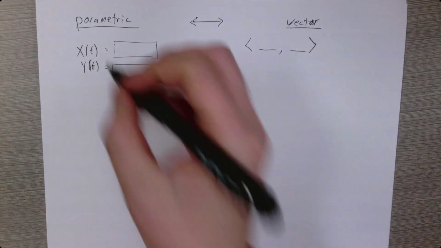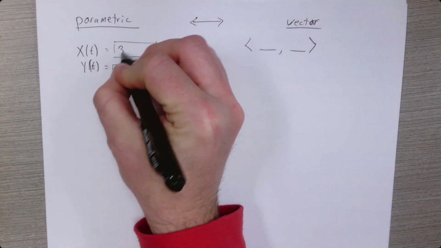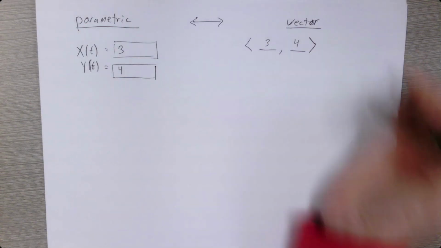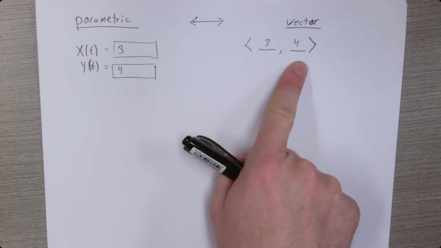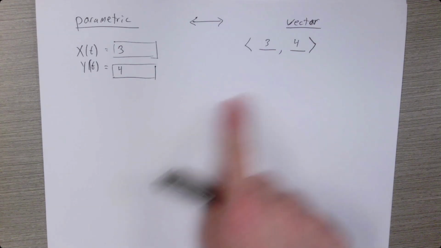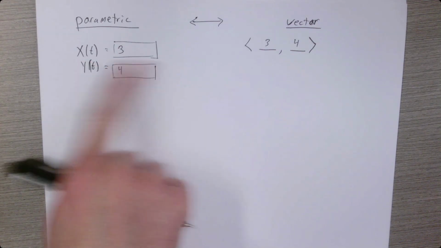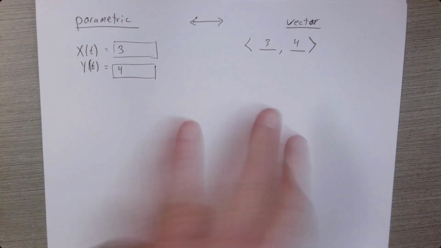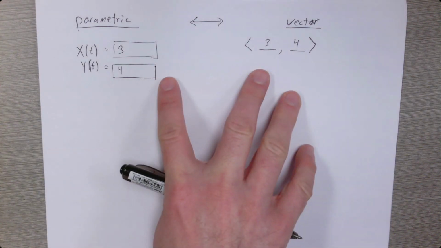So for example, if I want a single point, if I say x equals 3, y equals 4, that corresponds to a single vector that's 3, 4. So those would be the same. I just took my x coordinate and put it in the x spot, y coordinate in the y spot. Obviously, these are constant, so those don't change with time.